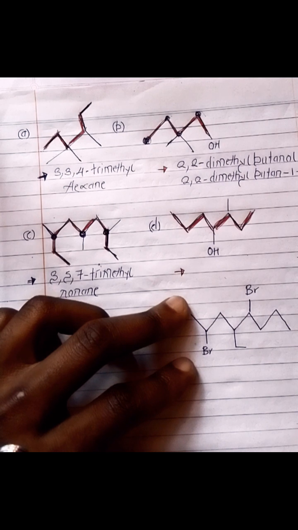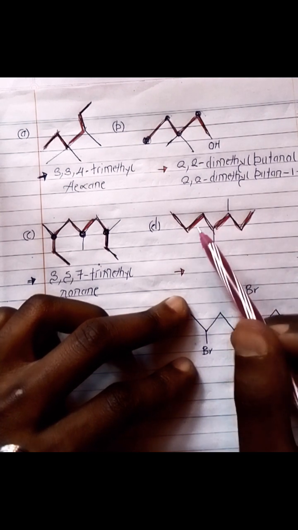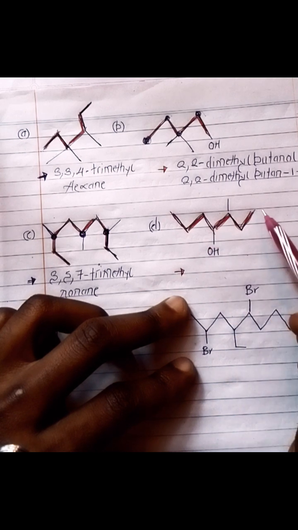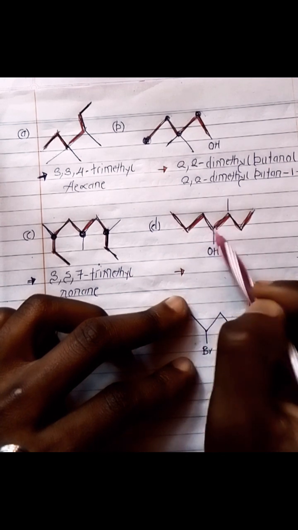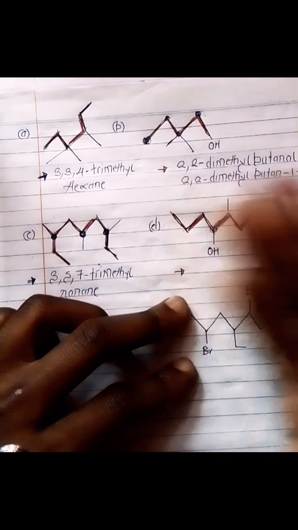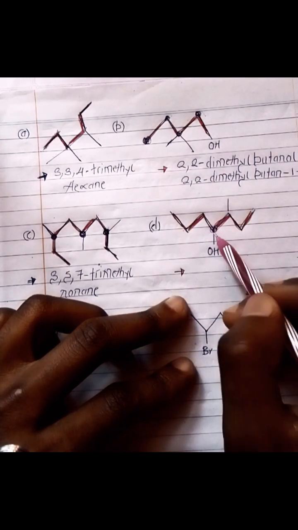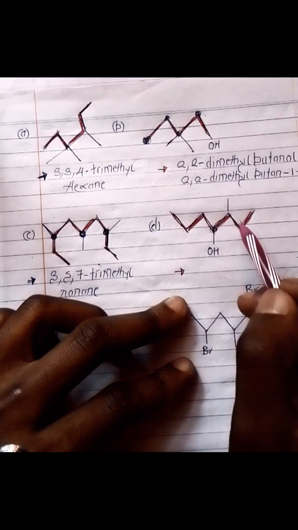So after identifying the parent chain, what do we do? Let's try to figure this one out. Do we count from the right to the left, or from the left to the right? If we count 1, 2, 3, 4, or 1, 2, 3, 4, the alcohol is at position 4 regardless of whichever side you count from. And we know the alcohol group has more priority in this molecule.